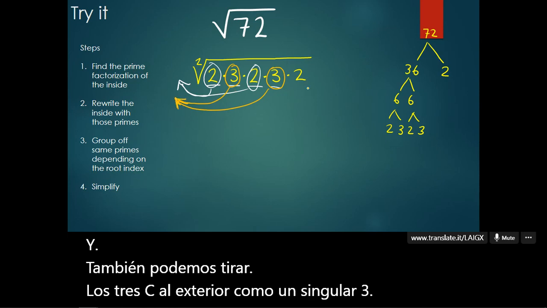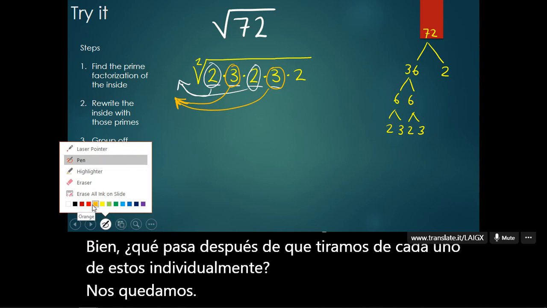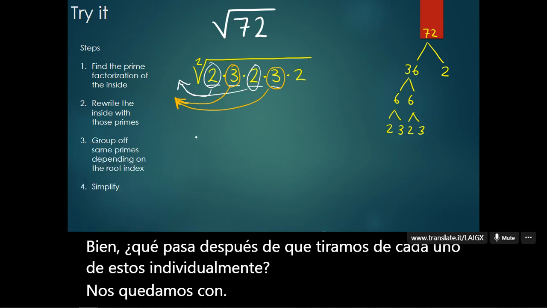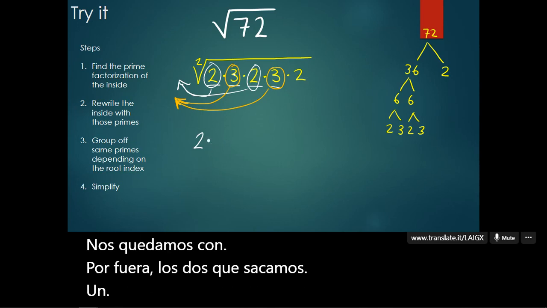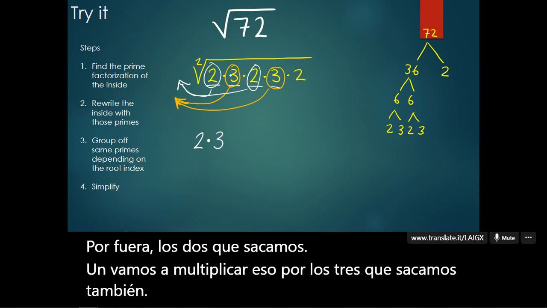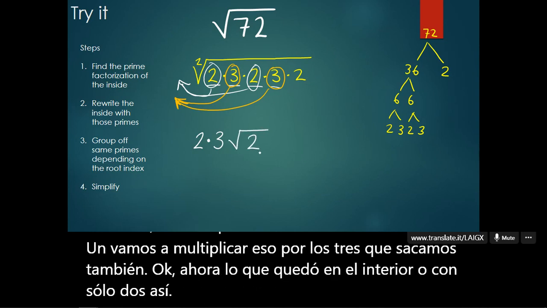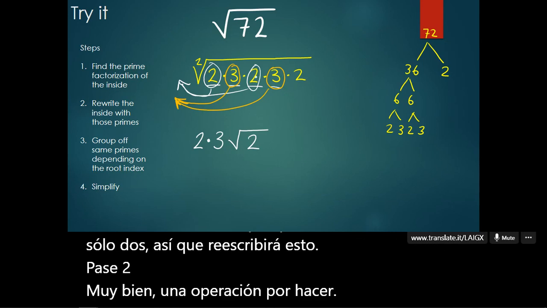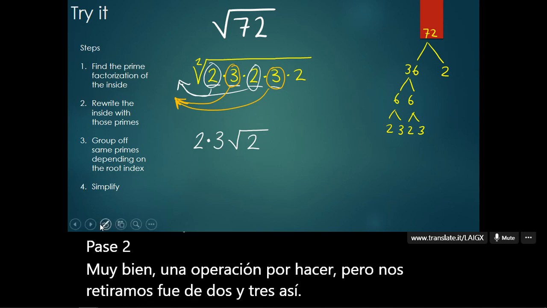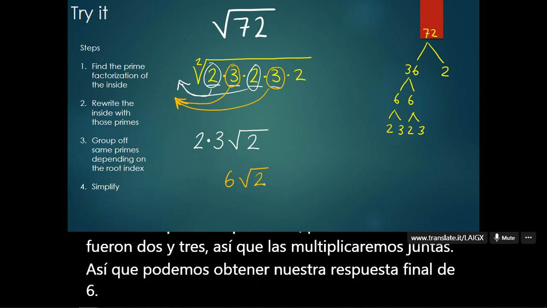All right, so what happens after we pull each of these individually? We're left with, on the outside, the 2 that we pulled out, and we're going to multiply that by the 3 we pulled out as well. Okay. Now what was left on the inside was just 2, so we'll rewrite this as 2. All right, one operation to go. What we pulled out was 2 and 3, so we'll multiply them together. So we can get our final answer of 6 times the root of 2.